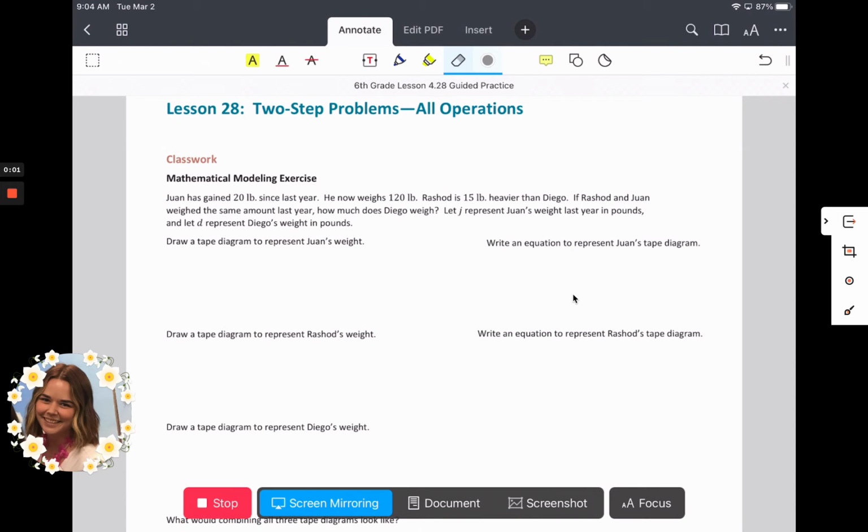Good morning, sixth graders. So today we're going to take a look at lesson 28, two-step problems. So let's start with our classwork problem.